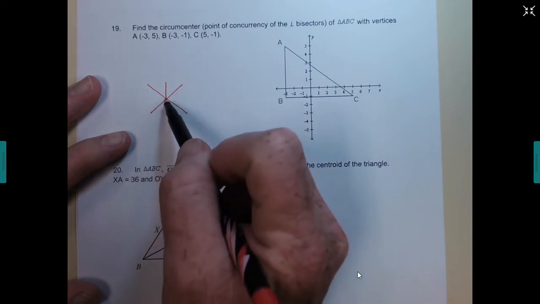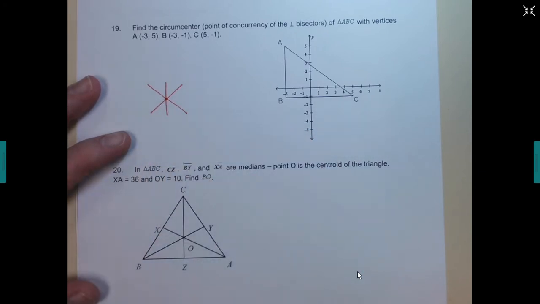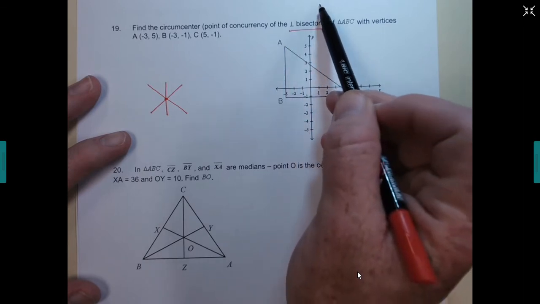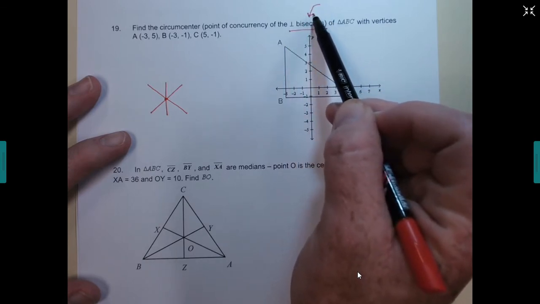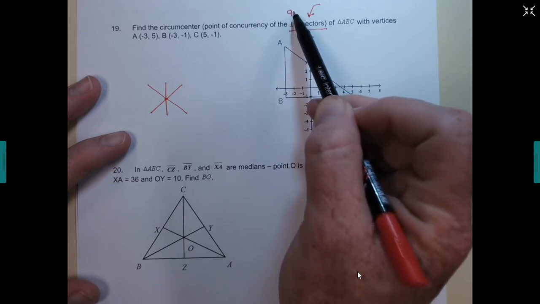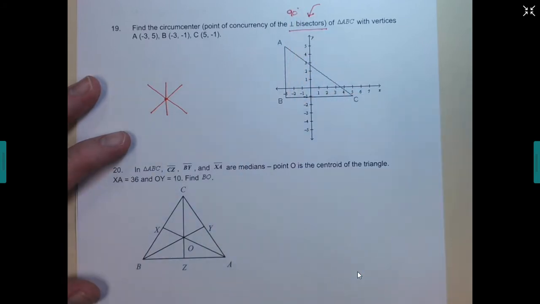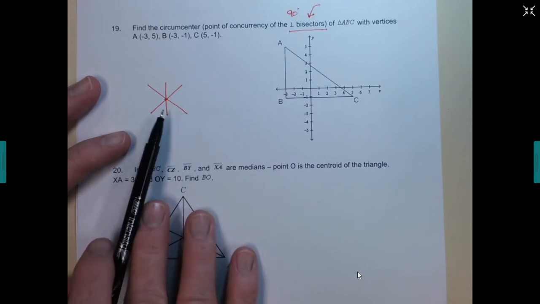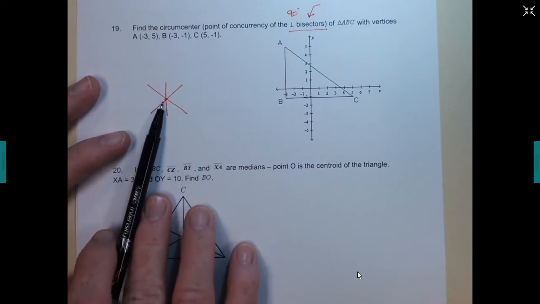This is the point of concurrency. But we need all the perpendicular bisectors. So we need to be able to cut some lines in half. This symbol means perpendicular, means we need to make 90-degree intersections. But the good part is if we know where 2 of the lines intersect, then we know the third one's going to hit the same point.